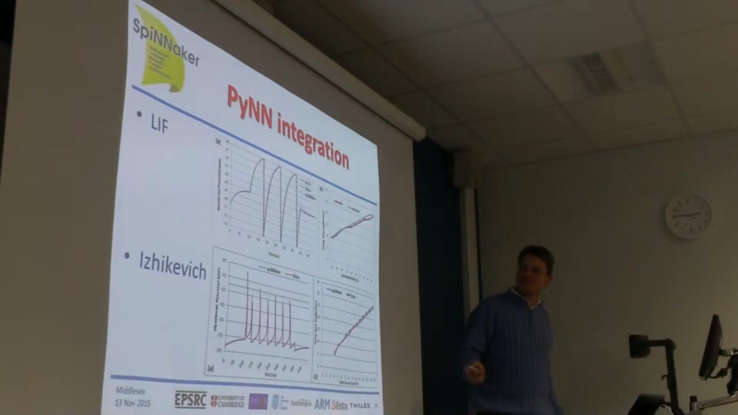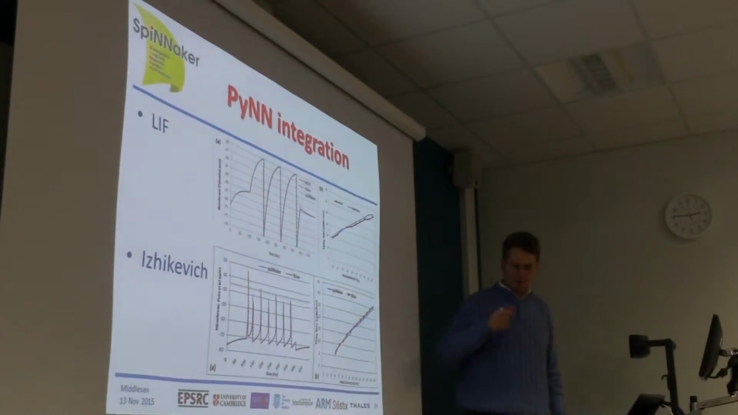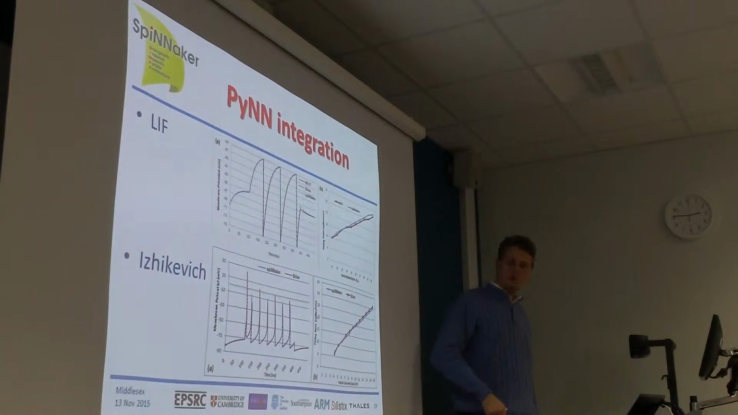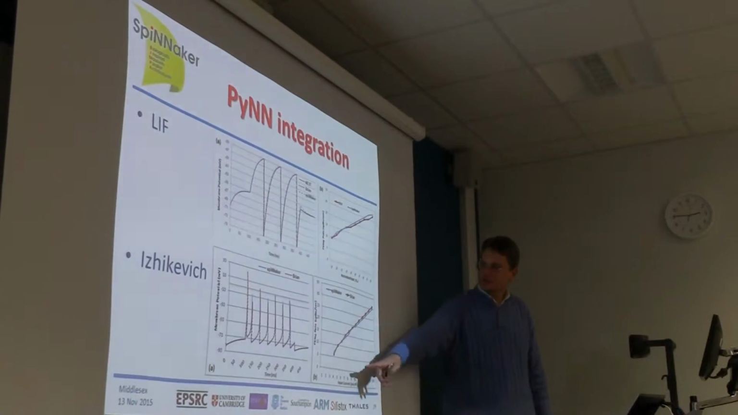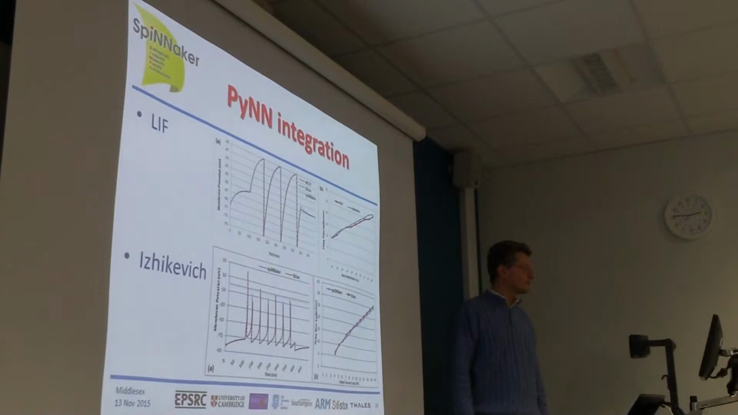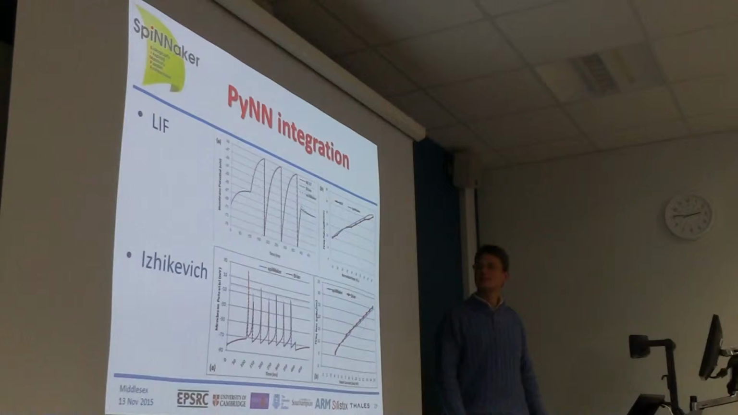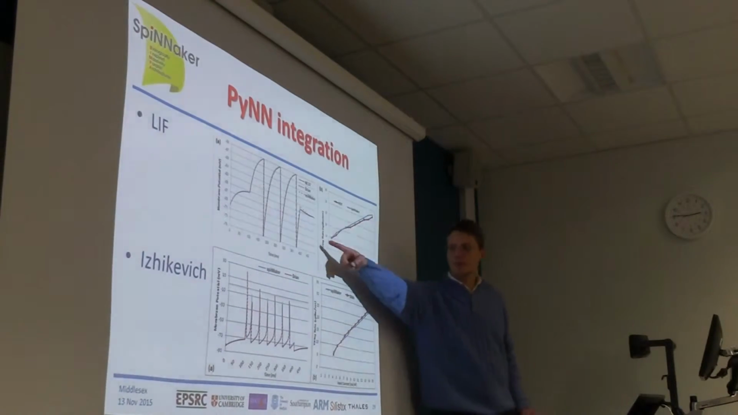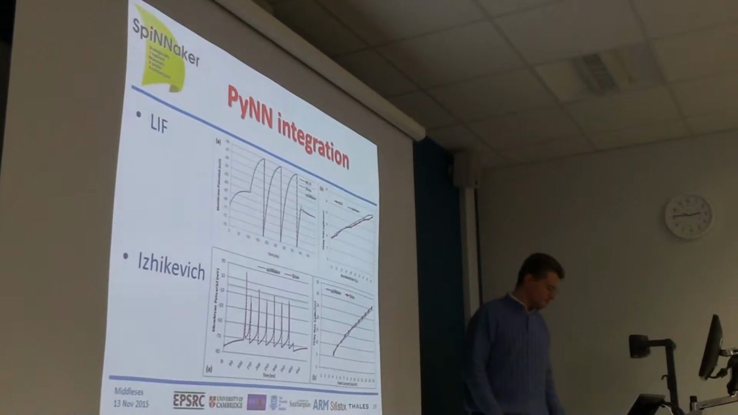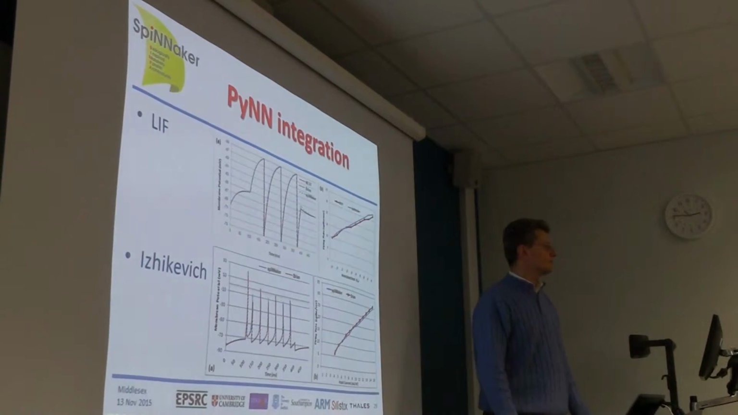So what does this right graph represent? This is the current injection and the firing rate. And again, current injection, firing rate. And that's just a time plot, so time, membrane potential there. So you simulate a leaky integrator.